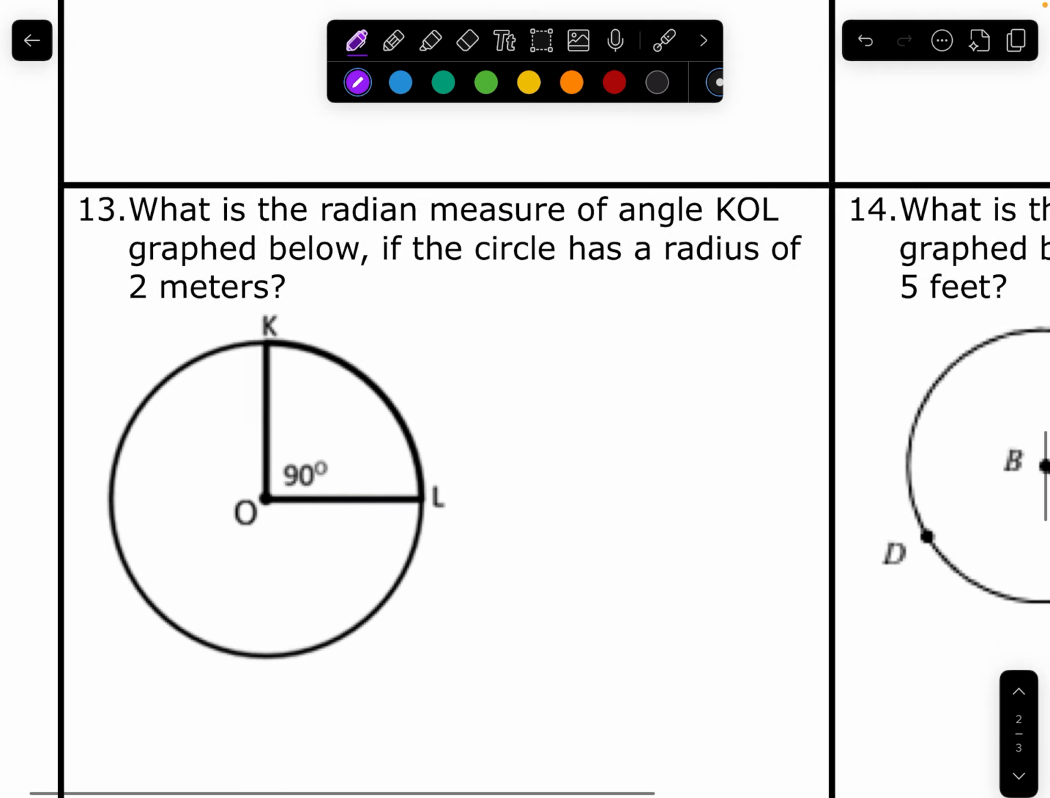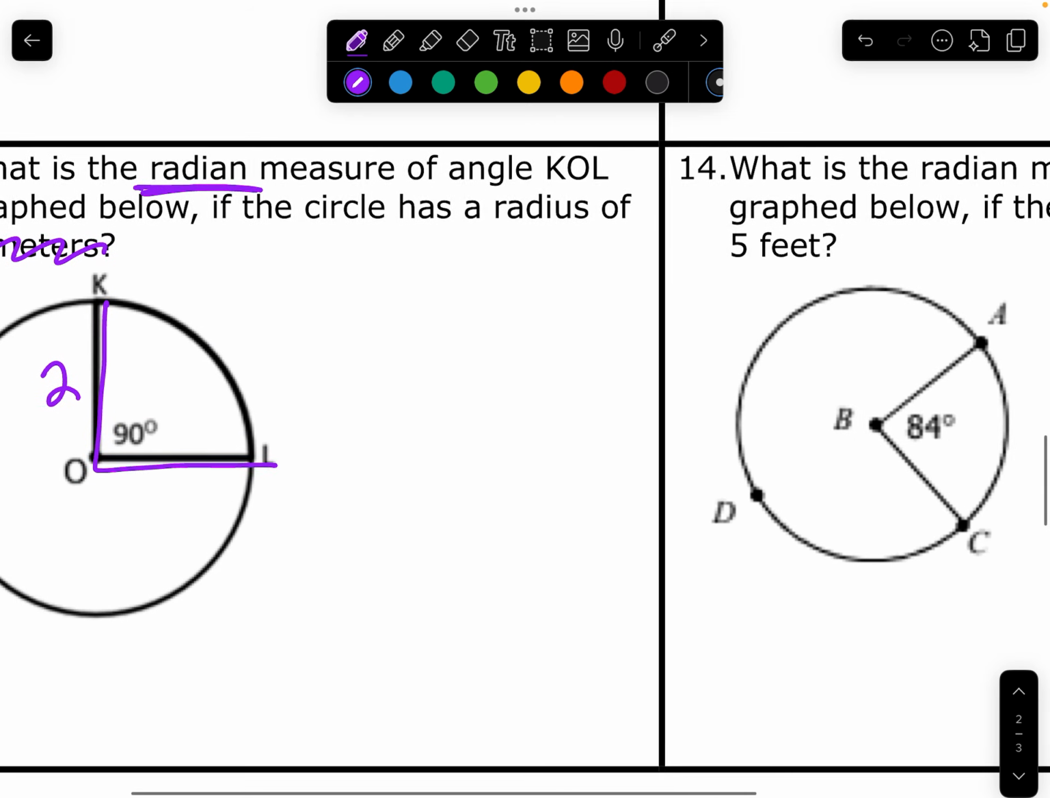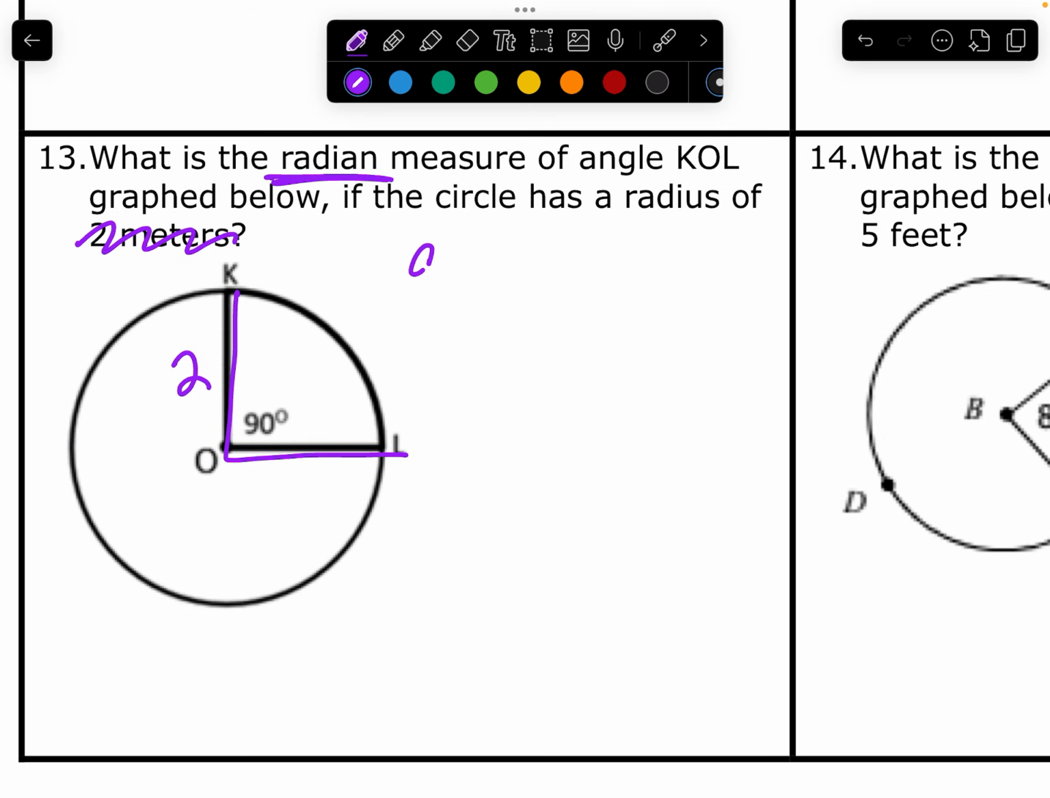Number 13, what is the radian measure of angle KOL if the circle has a radius of 2 meters? And I'm here to tell you, radians do not rely on the length of the radius to figure out how many radians something is, because the ratio is always going to be the same. So you can actually ignore that information. When we are going from degrees to radians, which is what we're trying to do here, we're going to multiply 90 degrees by pi over 180, and then you're just going to go from there. Now, in your calculator, what you can do is this.